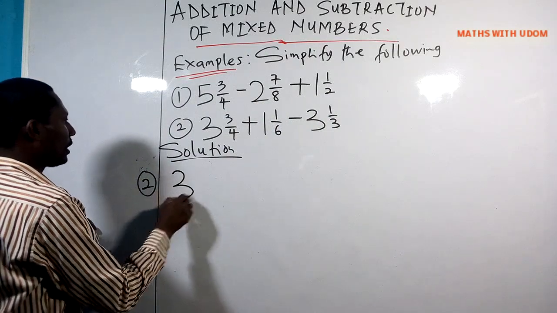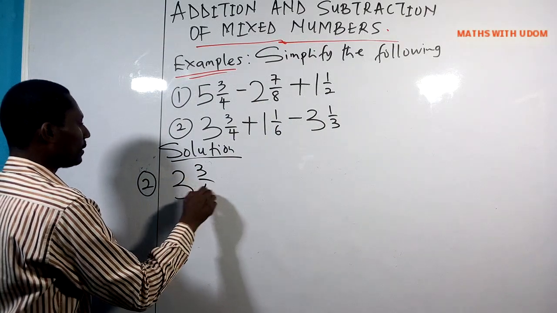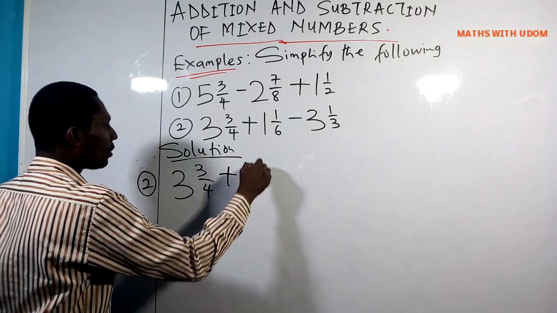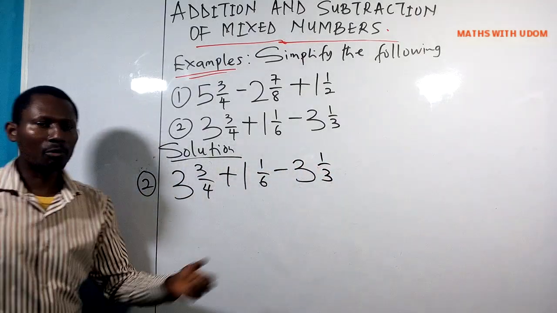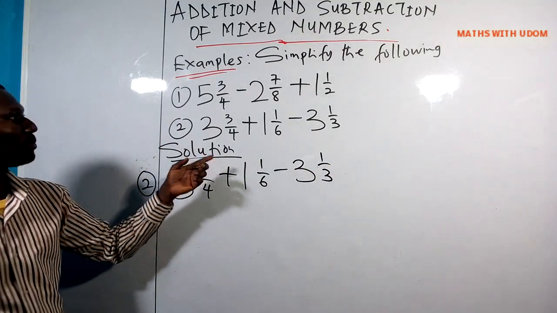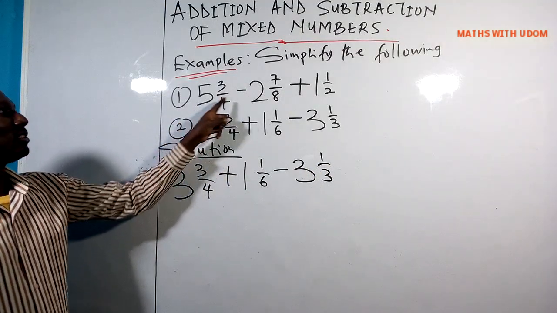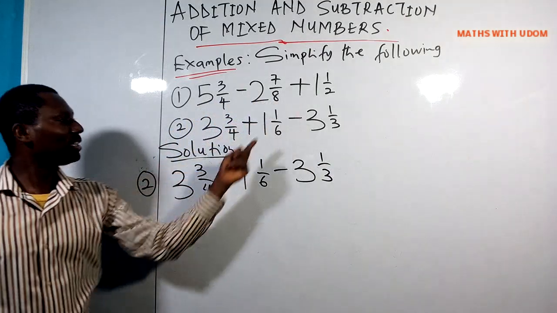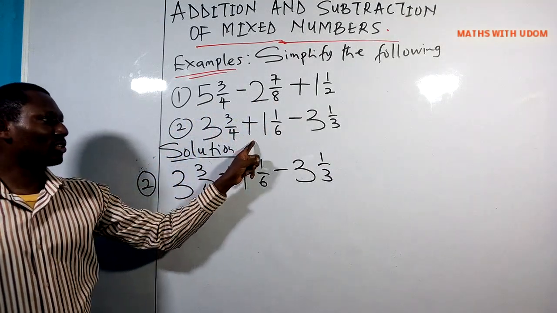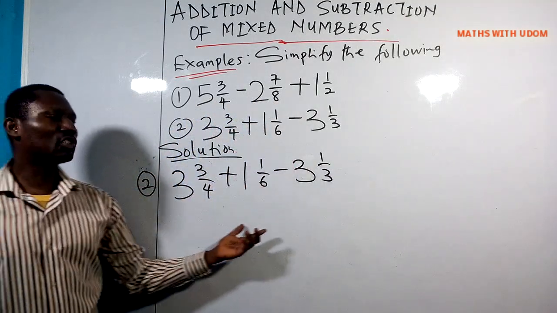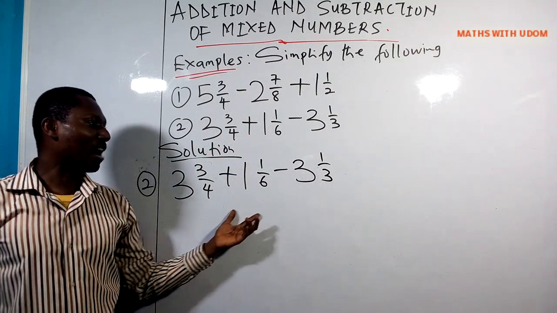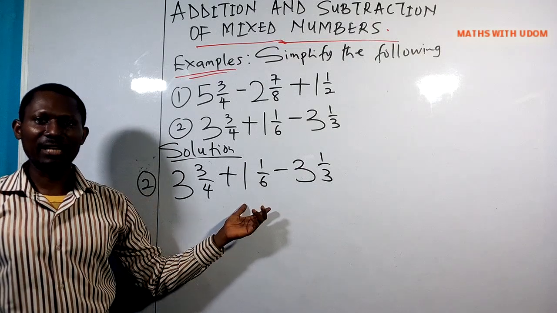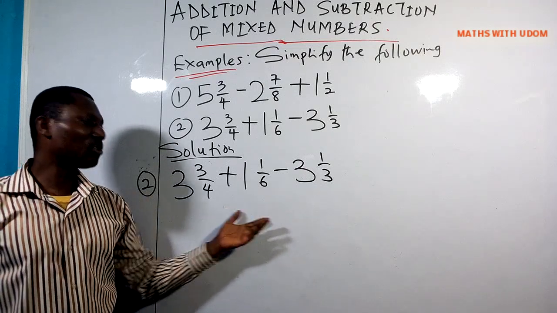So what do we have? 3 whole number 3 over 4 plus 1 whole number 1 over 6 minus 3 whole number 1 over 3. So what do you notice here? From the first example, you have addition, subtraction, addition. But here we have addition, addition, subtraction. So we don't need to use BODMAS again because the mixed numbers are already arranged orderly.